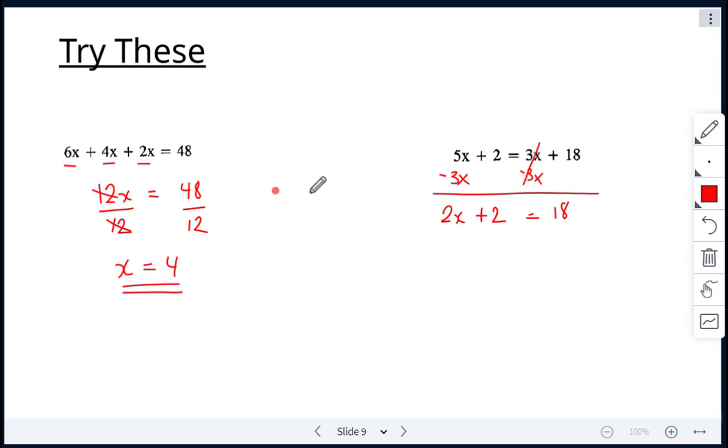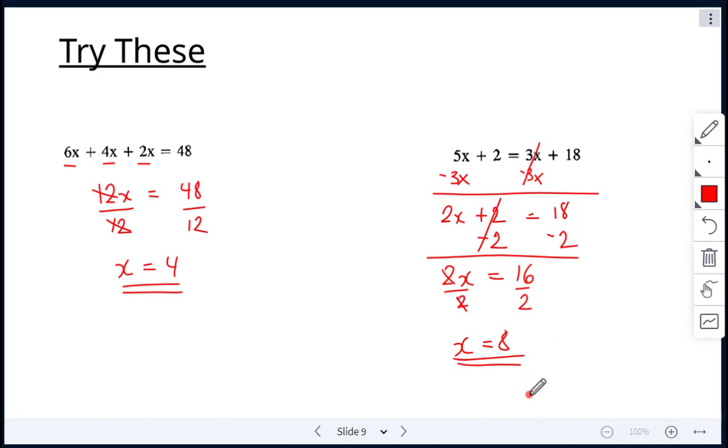So we have 2x plus 2 equals 18. Now it looks like a type 2 equation. So now we're going to subtract 2 on both sides. On the left side, we have 2x, and on the right side, 18 minus 2, which is 16. And now it looks like a type 1 equation. 2x equals 16, so we have to divide by 2 on both sides. That leaves me with x is equal to 16 divided by 2, which is 8. So there's the answer.